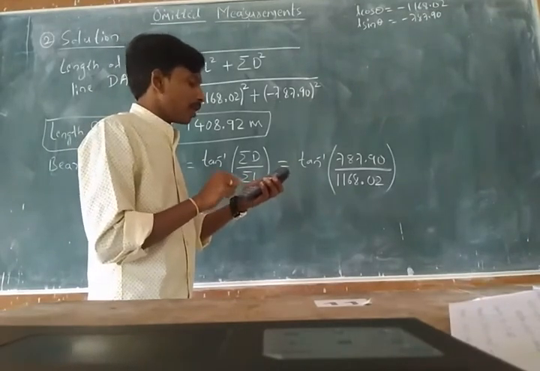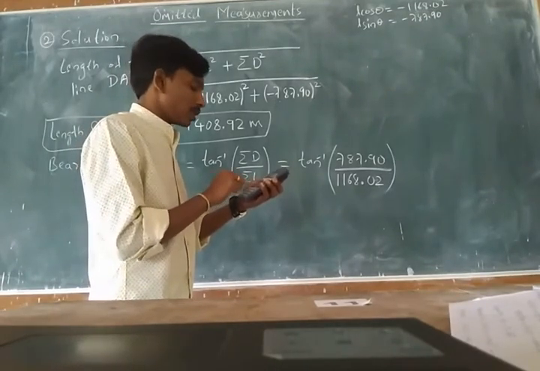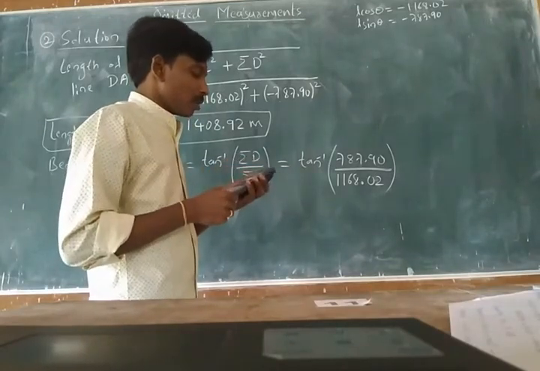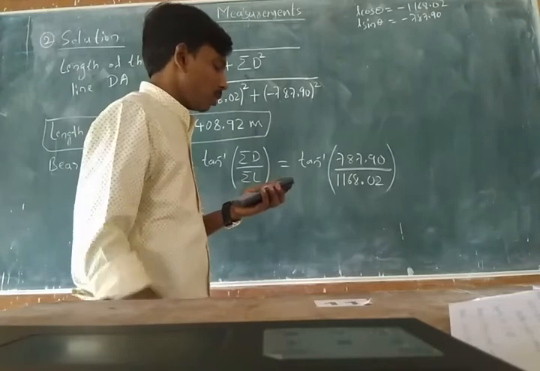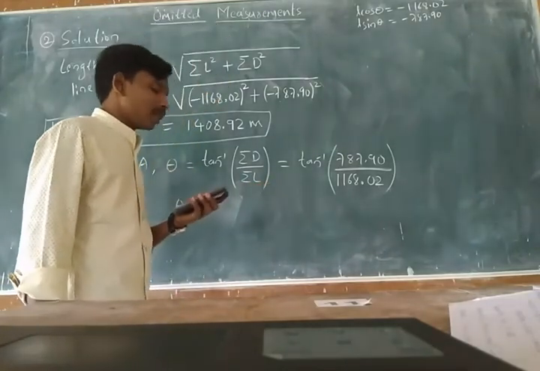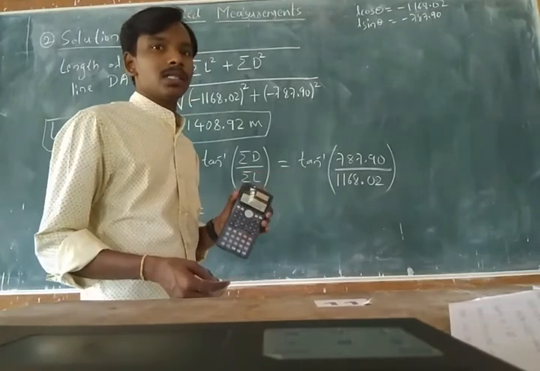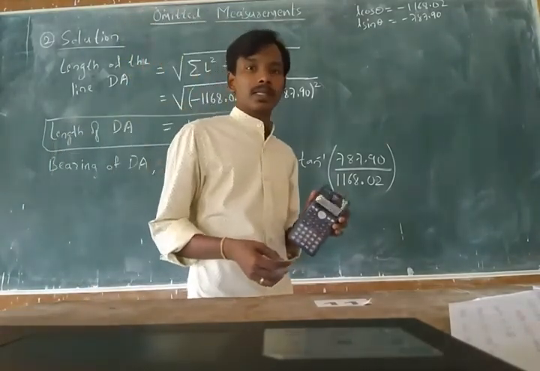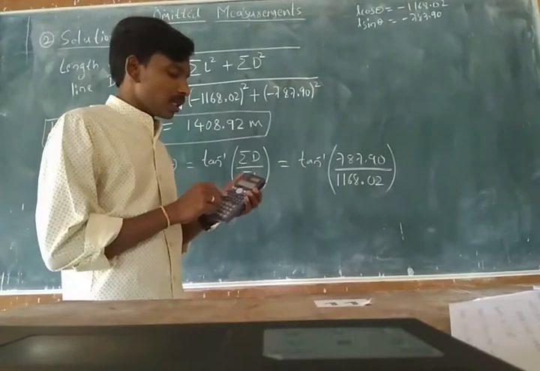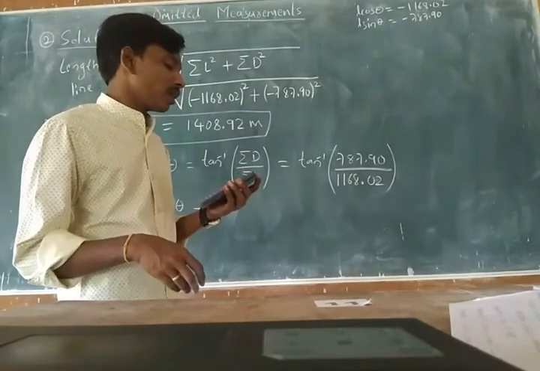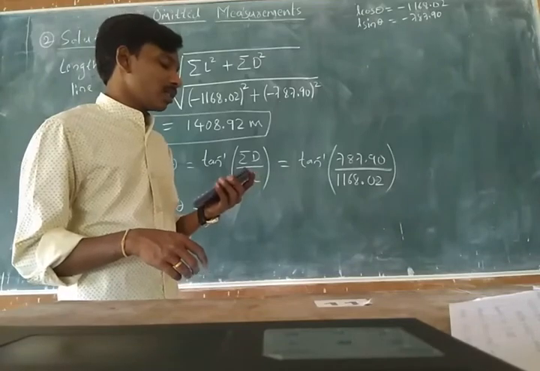787.90 divided by 1168.02. Now close the bracket. Now hit the equal button, now the value is 34.00. The value is in decimal degrees, but we need it in degrees, minutes and seconds. So just hit the degree button, and we'll get the value 34 degrees 0 minutes 7 seconds.